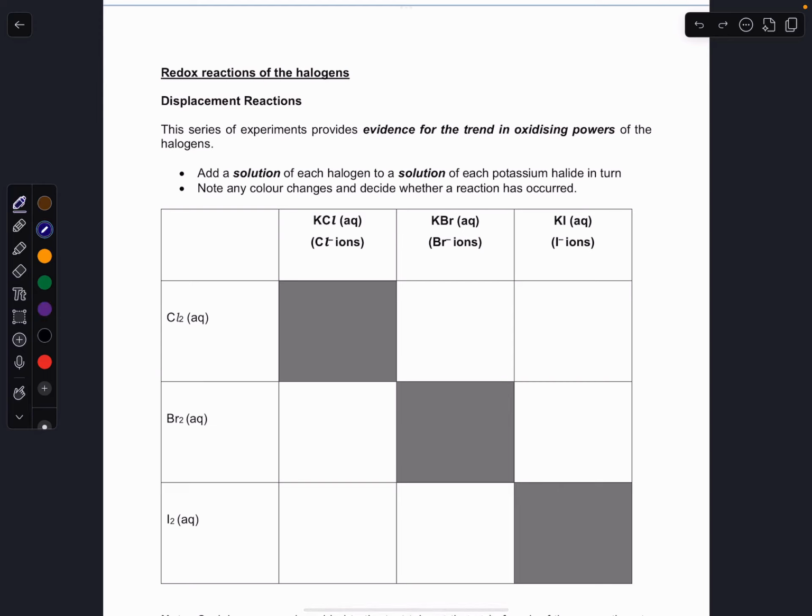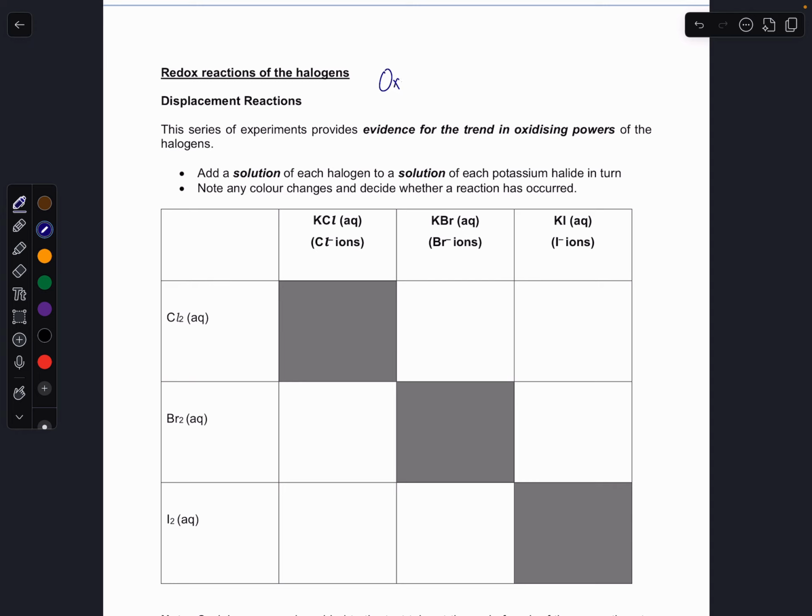Okay, in this video we're going to look at some redox reactions of the halogens, in particular displacement reactions of the halogens with the halide ions, and we are going to look at some results and the evidence for the trending oxidizing powers of the halogens.